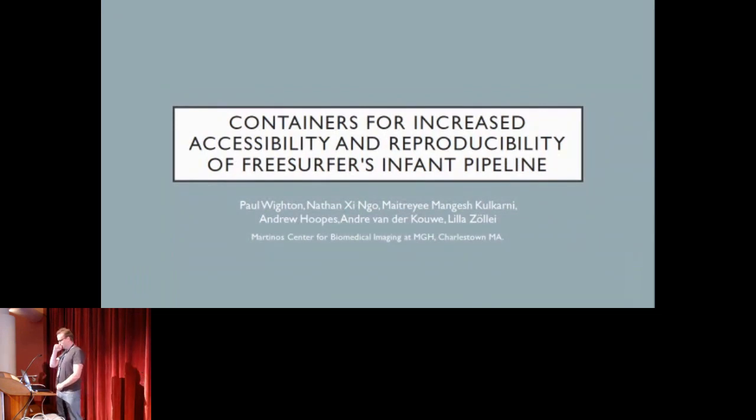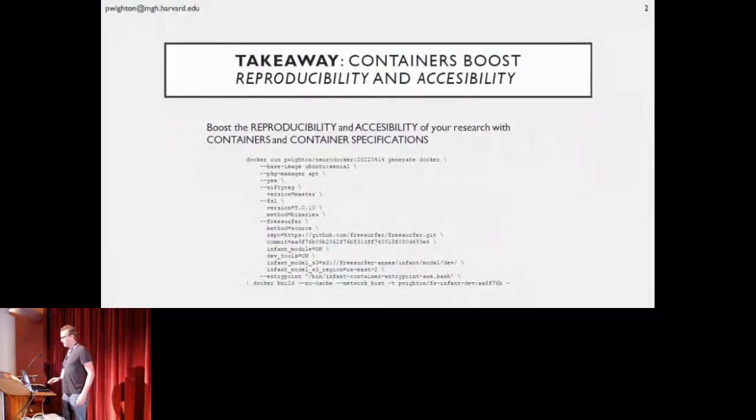Today, I'm going to talk about a story about how we use containers to increase the accessibility and reproducibility of a neuroimaging pipeline. But the takeaway is really this: publishing a description of your computational environments is probably one of the best things you can do to increase the accessibility and reproducibility of your work. And a specification like this one seen here is concise enough to fit in the appendix of almost any publication.